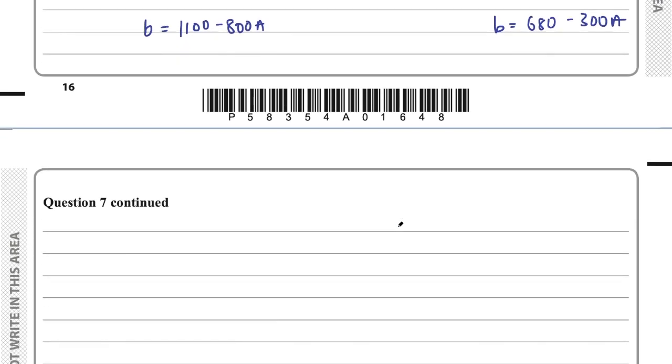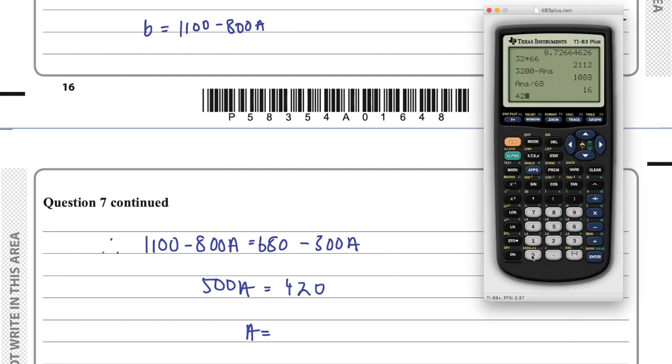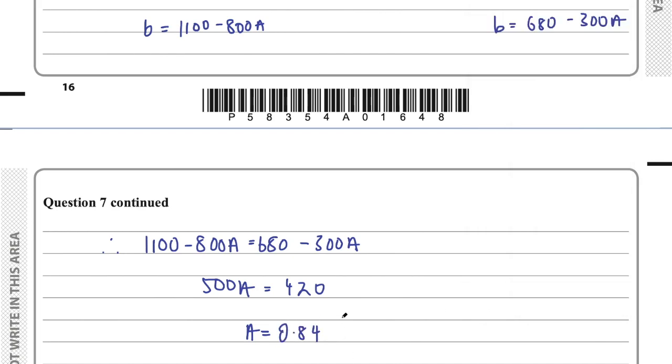I can set those equal to each other, solve for A, and then solve for B. So therefore I have 1100 take 800A equal to 680 take 300A. And then 1100 take 680, that's 420. And actually I might write the A on the left hand side. So negative 300 plus 800 is 500. A equal to 420. And then A is equal to 420 divided by 500. I get 0.84. That's really good news because that is what I was looking for.